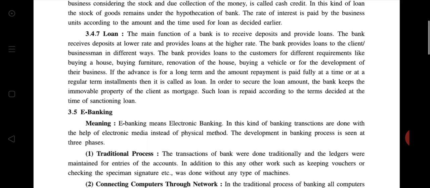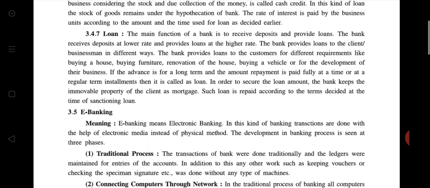If the advance is for the long term, then the amount repayable is paid fully at one time or in regular installments. Then it is called a loan. In order to secure the loan amount, the bank keeps immovable property of a client as a mortgage. Like if we need a loan, then we give the paper of our house, or for a gold loan, our gold. Then it is called a mortgage or hypothecation. Such a loan is repaid according to the term decided at the time of sanctioning the loan.